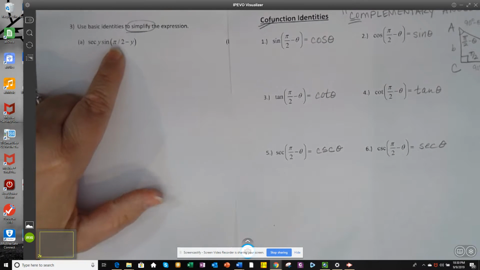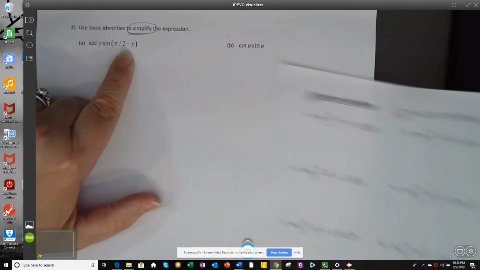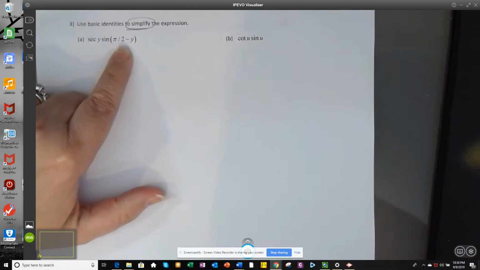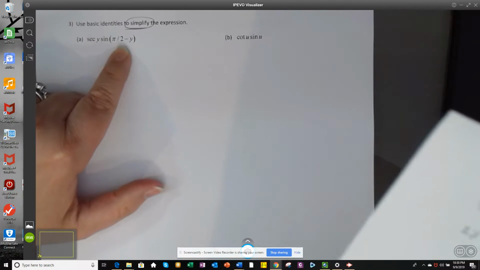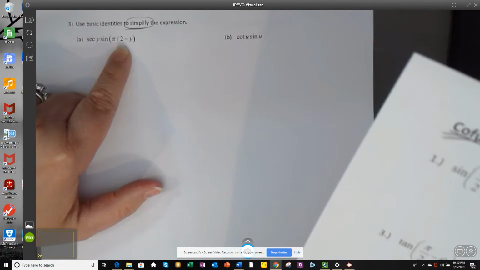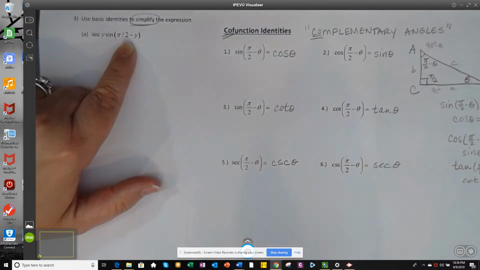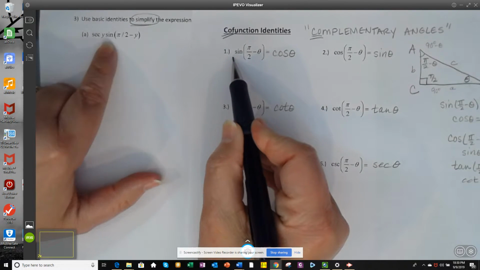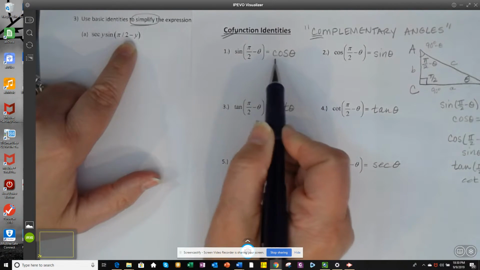Well, sine of pi over 2 minus y. Now I can use y as my angle measure, but that's okay. I can use y, x, theta, gamma, alpha, beta, all sorts of letters, variables I can use for my angle. And this looks like I can right away change sine of pi over 2 minus y to cosine of y.